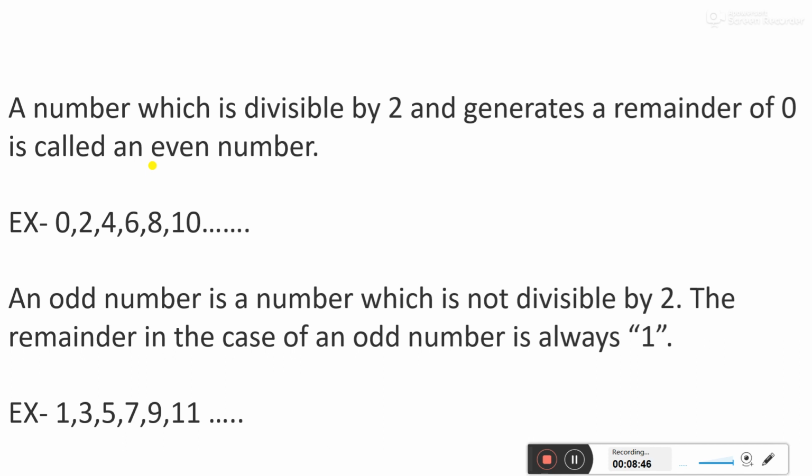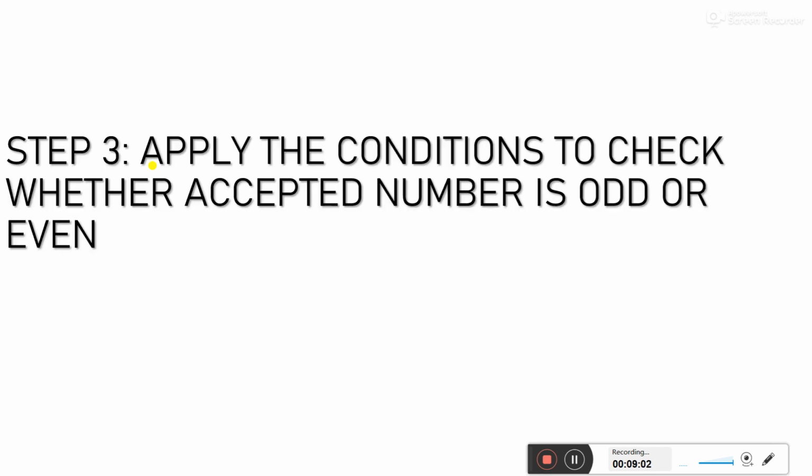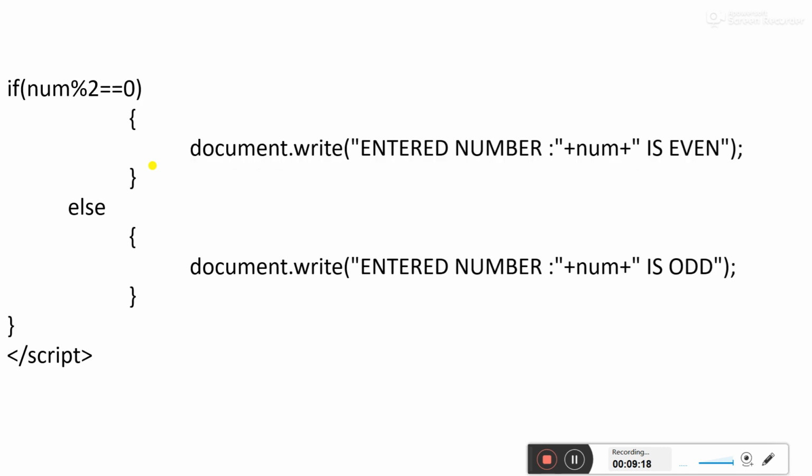Clear? What is even number and what is odd number? Even numbers are completely divided by 2 and odd numbers are not divisible by 2. Even numbers generate remainder of 0, odd numbers generate remainder of 1 always. Now let's start with the third step, that is apply the condition to check whether the accepted number is odd or even. We have already accepted the number by using prompt box. We have already converted that number into integer value and saved it in num variable, right? So after that, we need to check that the accepted number which is there in num is odd or even.